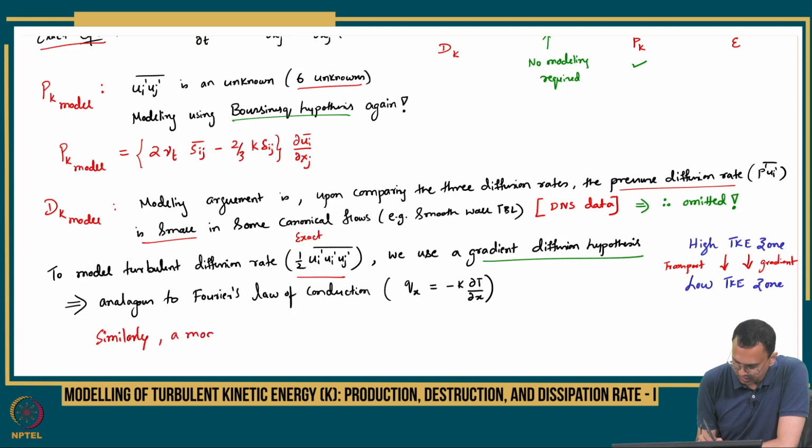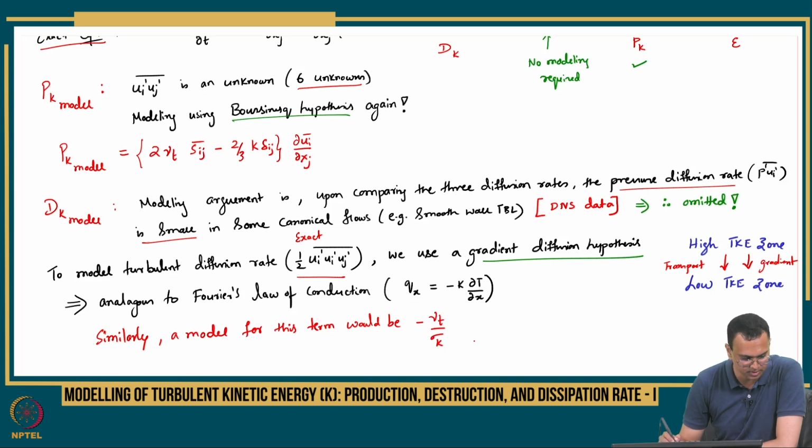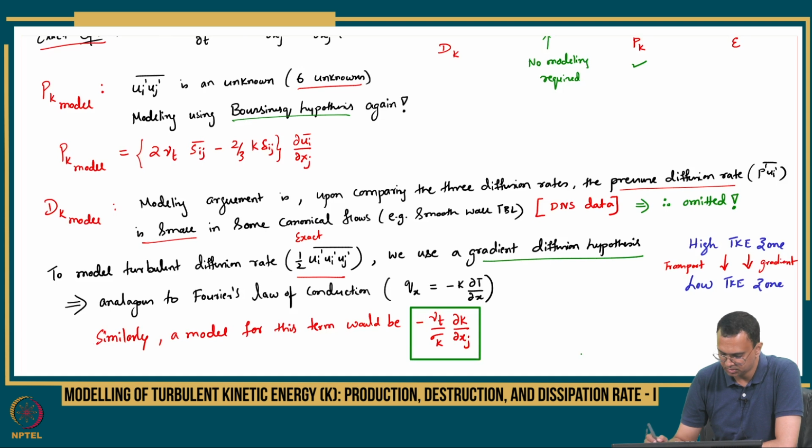Similarly, a model for this term would be: this entire exact term is replaced by, for example, minus nu t by sigma k, and we will see what sigma k is, another constant being introduced, and of course the gradient dou k by dou x j. This is the model term here. So now this is exactly constructed similar to your Fourier's law of heat conduction. Sigma k is an unknown, a model constant. Nu t we have access to, c mu k square by epsilon, and k you are computing.